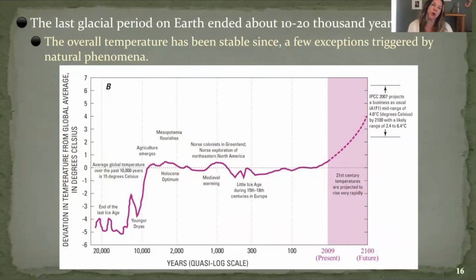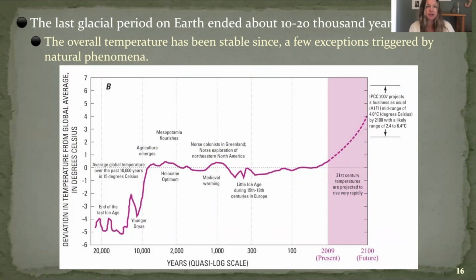Exactly. So we have deviation, which means the change in temperatures from global average. So basically, if it's negative, it's changing in one direction. If it's above, it's changing in a different direction. If it's right on 0, that means that the temperature average has not changed. So it's a little bit different than a normal temperature scale.